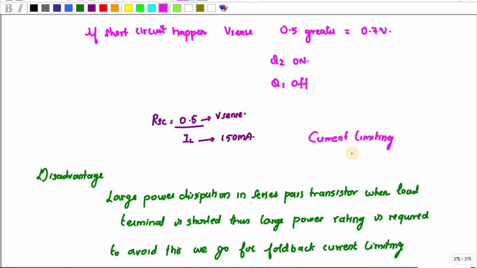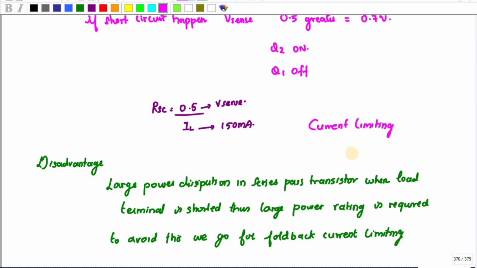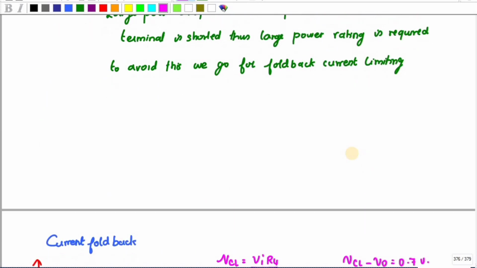In constant current limiting, there is a large power dissipation in the series pass transistor Q1 when the load terminal is short circuited. Thus, a large power rating is required. So, in order to avoid this, we will go for the foldback current limiting circuit.